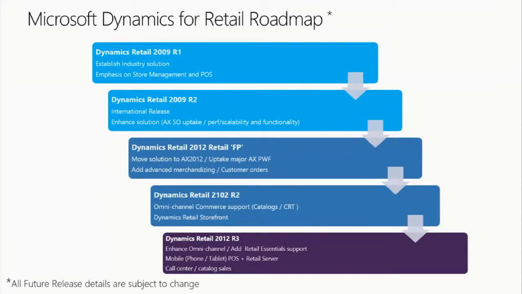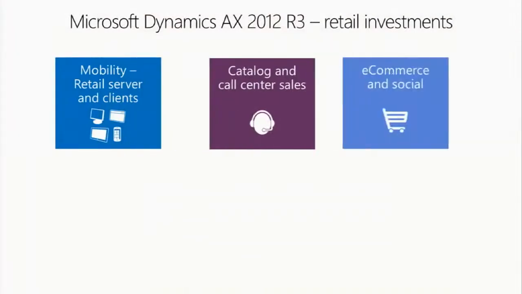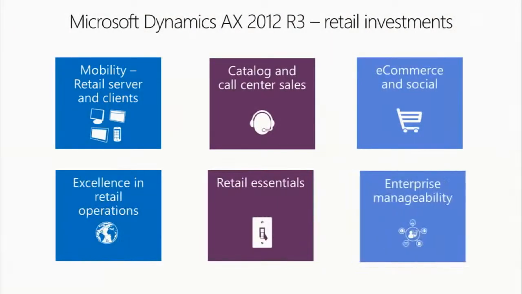And then with R2, we of course added our e-commerce functionality and made the CRT into a concept that could be used across multiple channels, because now we were going beyond store into e-commerce. And then of course in this release, we're adding mobility and call center, and then starting to build even a client architecture, which then allows you to innovate in the user experience arena. If you look at the broad 6 pillars we've added in this release, mobility and retail server.